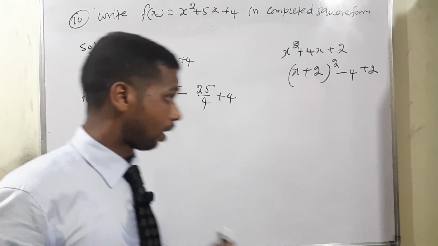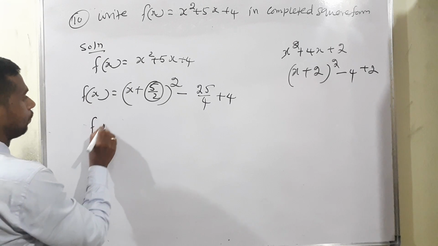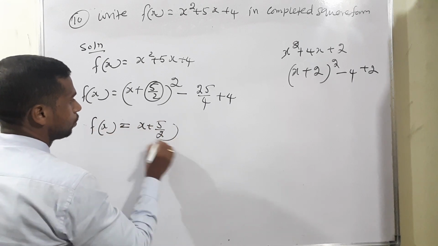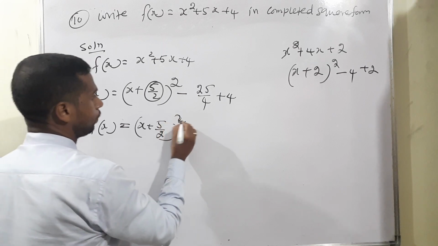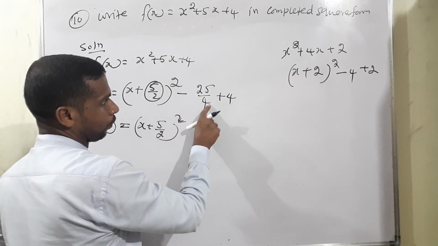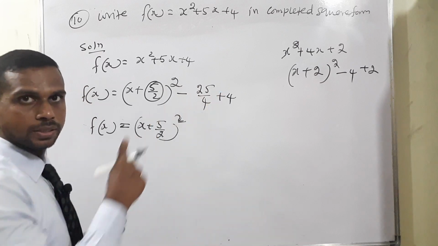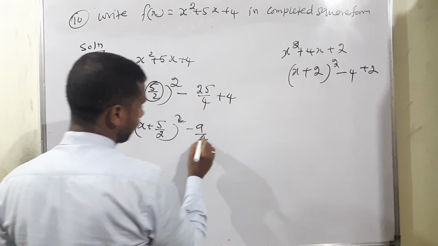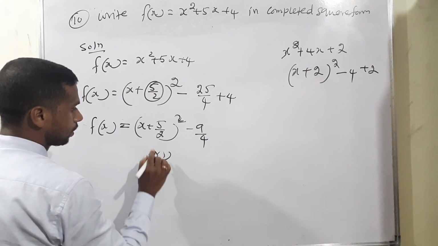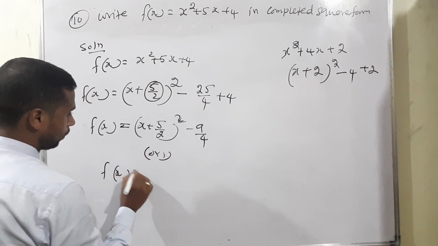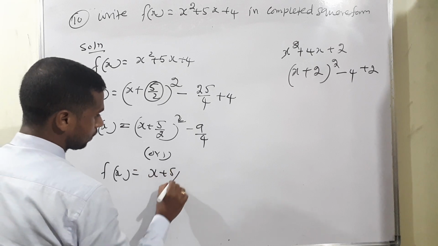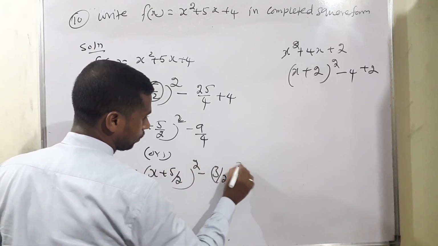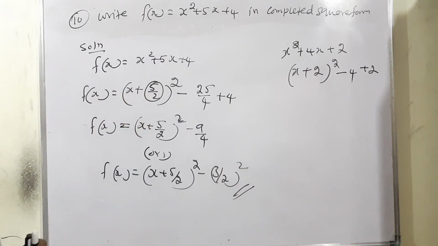Okay. Now f of x is equal to x plus 5 by 2 the whole square. How to simplify now? 4 4s are 16. Minus 25 plus 16 is equal to minus 9, isn't it? So minus 9 by 4. This is also answer, or we can write it f of x is equal to x plus 5 by 2 the whole square minus 3 by 2 the whole square. Okay. I will continue the next concept.